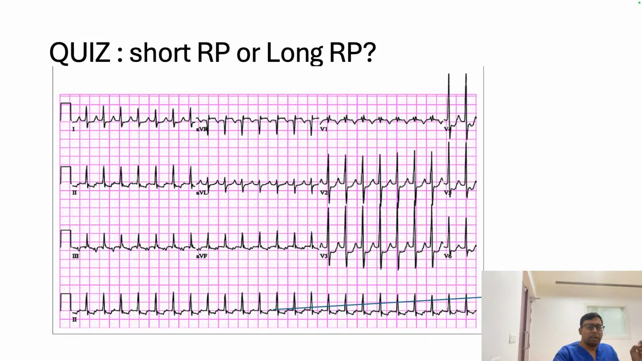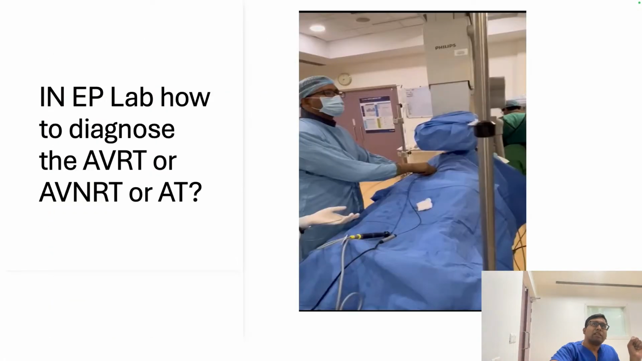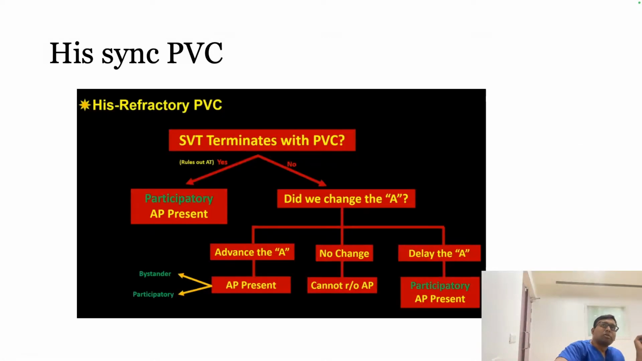Less than 70 milliseconds short RP is AVNRT, but long means more than half of the RR interval. And I think in this, most of the things he has covered, and this is very important.